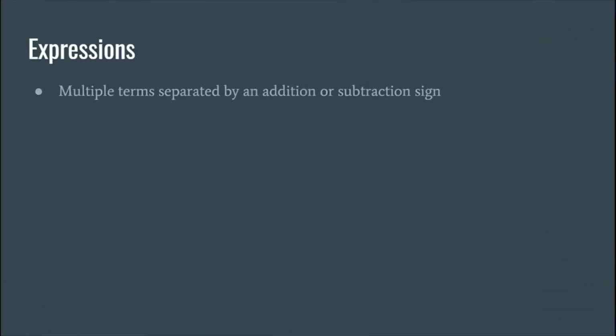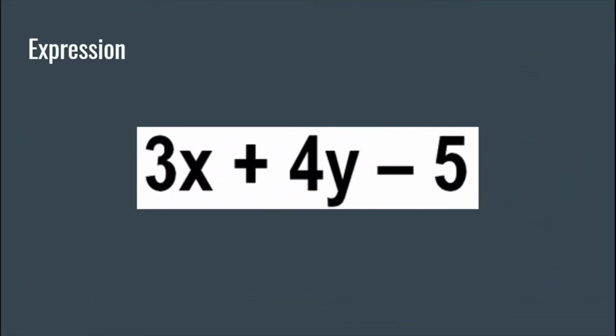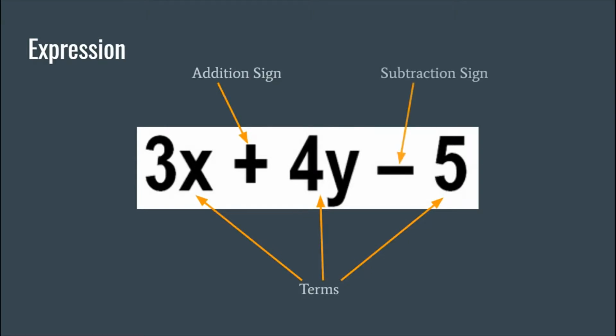Okay, so let's take a look at expressions. So expressions have multiple terms separated by either an addition or subtraction sign. And it's important to note that expressions do not have equal signs. So let's take a look at the expression here. So we got terms, and these terms are separated by either an addition or a subtraction sign. And that's really it for expressions.